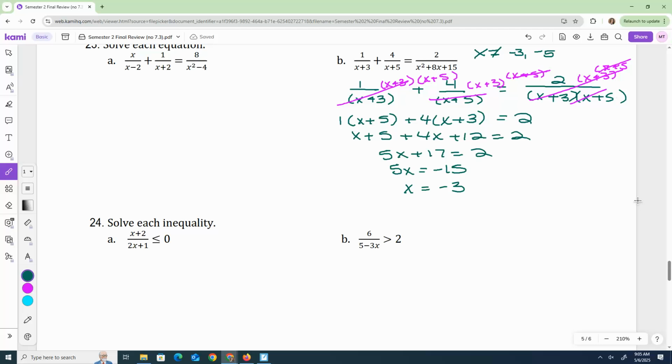But we already said at the beginning x can't be -3 because if I plug it in, I have 1 divided by 0, and we can't do that. So what's my answer? No solution.